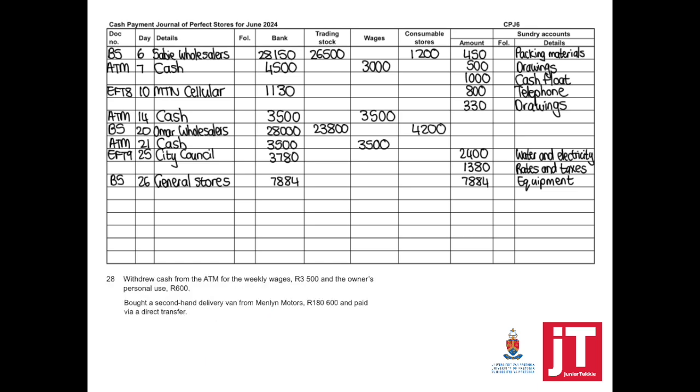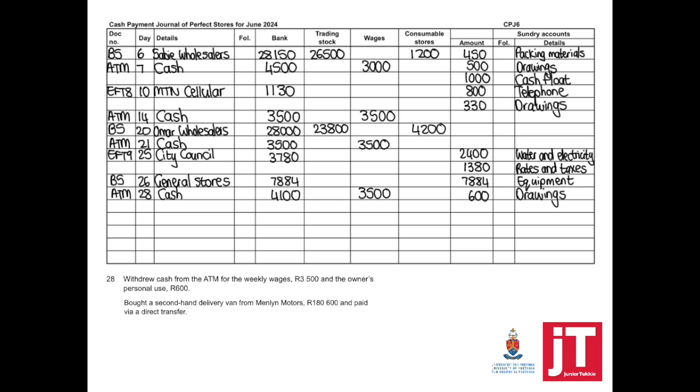Day 28. Withdrew cash from the ATM for the weekly wages, 3,500, and the owner's personal use, 600. So they didn't tell you how much in total. And this is why I start with, we drew cash for wages and for the owner's personal use. In total, we drew 4,100.